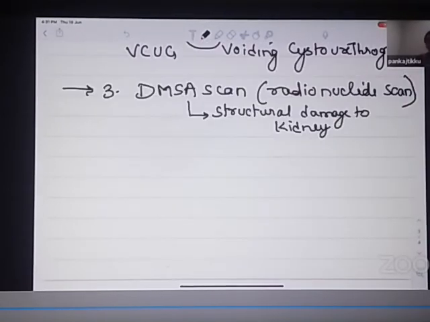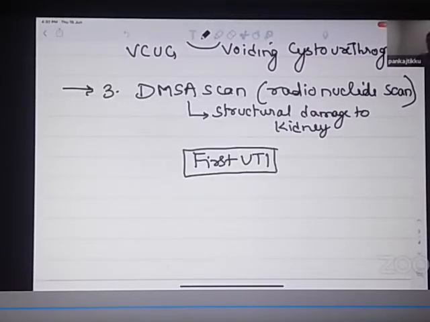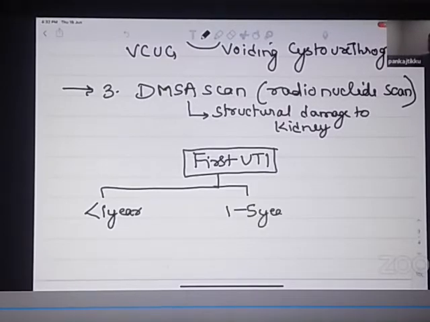Do you do all investigations in a child? No. Please follow this approach. Whenever there is a first urinary tract infection in a child, what investigations are to be done out of these three will depend upon what is the age of the child. So suppose the first UTI occurs in a child who is less than 1 year, investigations will be different. Suppose it occurs in a child who is between 1 to 5 years, investigation will be different. And suppose it occurs in a child who is more than 5 years, investigation will be different.